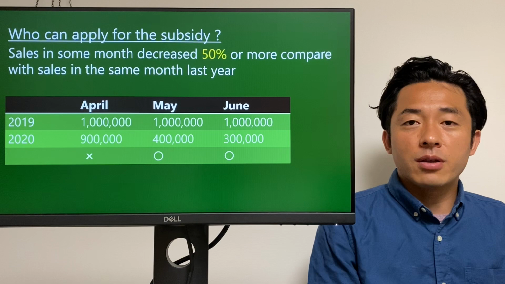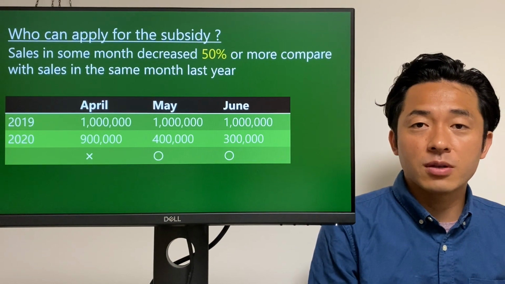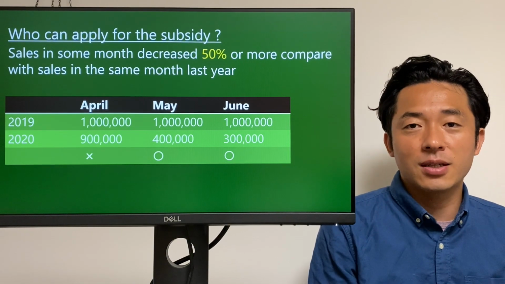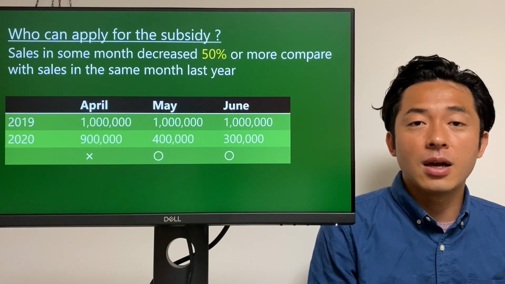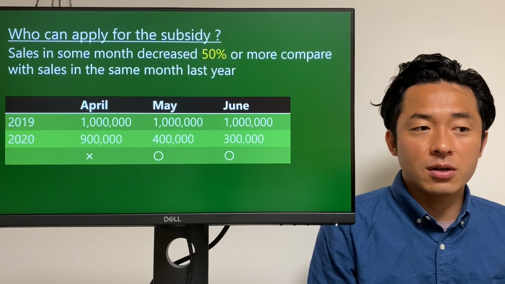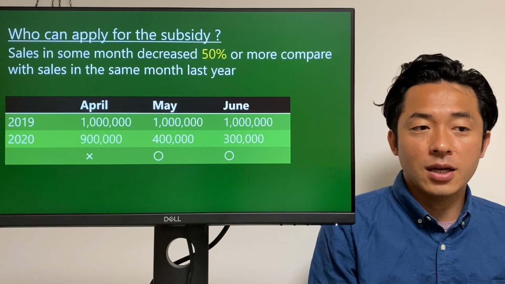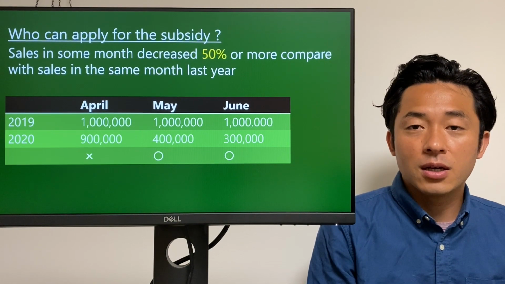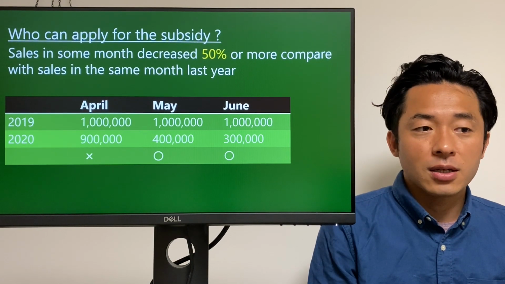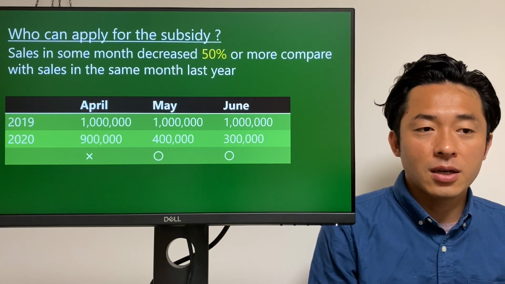First, I want to explain who can apply for these subsidies. If your sales drop more than 50% compared with the sales of the same month in 2019, you can apply for the subsidies. Let's look at the example. In April, your sales were 900,000, in May, 400,000, and in June, 300,000. For these 3 months, your sales dropped more than 50% compared with the sales of the last year in May and June.